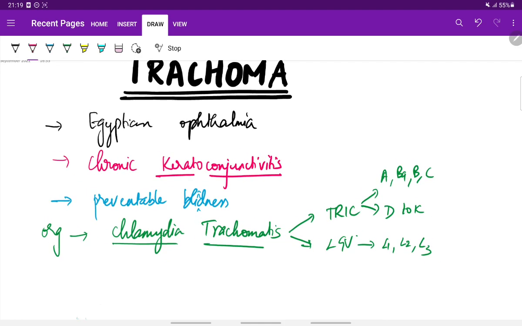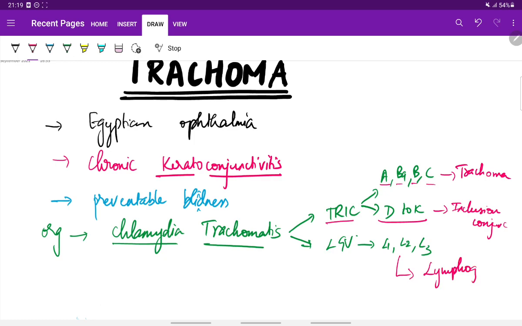So the serovars of Chlamydia trachomatis TRIC A, B, BA and C cause trachoma, whereas Chlamydia trachomatis D to K causes inclusion conjunctivitis. And Chlamydia trachomatis L1, L2, L3 causes a disease called lymphogranuloma venereum. This is about the causative organism.